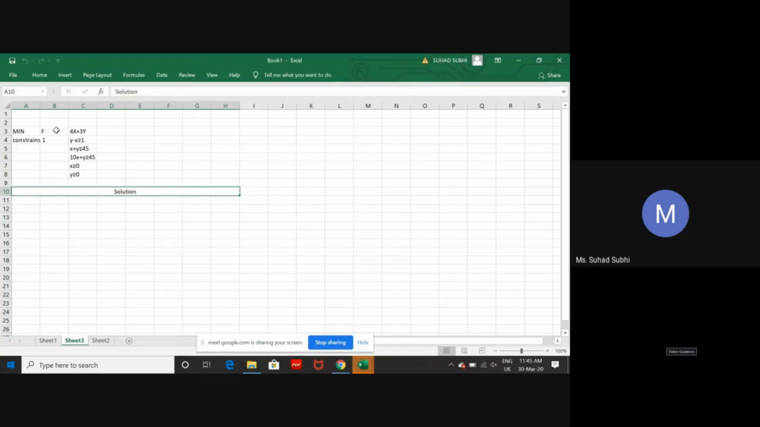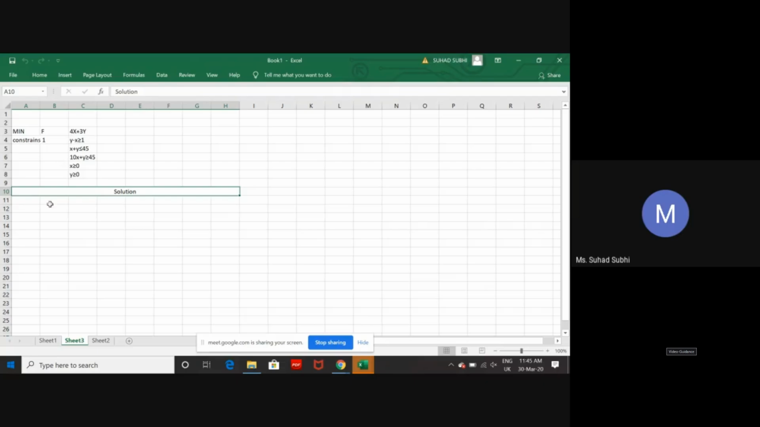As you see, our linear programming problem is to minimize f, which equals 4x plus 3y. We have five constraints. The first constraint is y minus x greater than or equal to 1, then x plus y less than or equal to 45, 10x plus y greater than or equal to 45, and x greater than or equal to 0, y greater than or equal to 0.